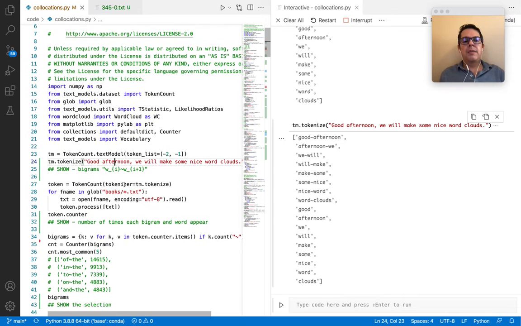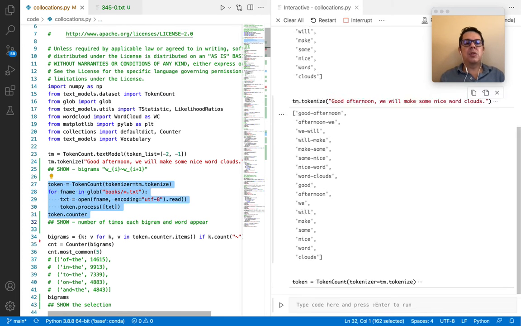Now, I just downloaded a few books from the Gutenberg project. In fact, I downloaded the 25 most downloaded books in English, and then we can iterate for all these books, and read them and use this instance of the token count class to process each of the books. What we are doing is just counting the number of words and bigrams that appear in all these books.